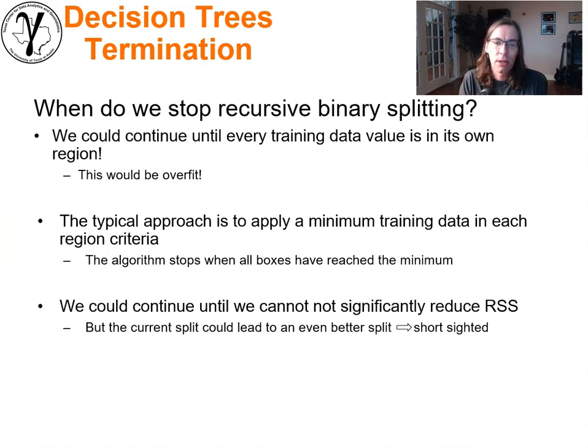Now, when do we stop splitting the tree? Well, we could continue and grow the tree until every single training data is in its own region. That would be overfit. Typical approaches apply some type of hyperparameters, like minimum number of training data per region. The idea being that you need so many data to make an estimate of an average. The algorithm will stop when it's reached a point it can't do any more splits without having too few data within the regions. And we talked about some of the limitations of using some threshold or hurdle for reduction in error of the model. And so we go ahead and we build up our tree.